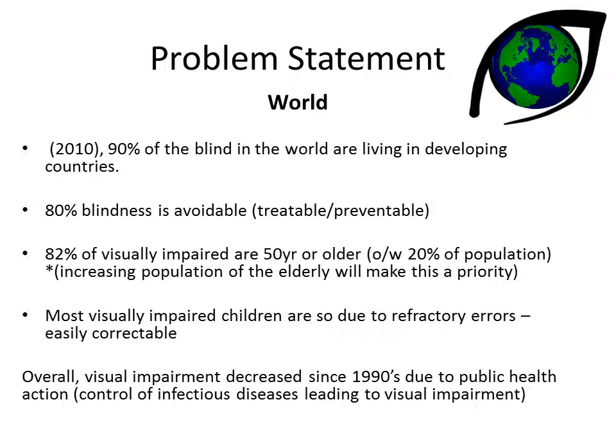But overall, visual impairment in the world has decreased since the 1990s, mostly due to public health action. That is, due to vitamin A deficiency control, so that kind of blindness could be prevented, and control of infectious diseases like trachoma. Hence, more due to public health action, the blindness level in the world has reduced since 1990.